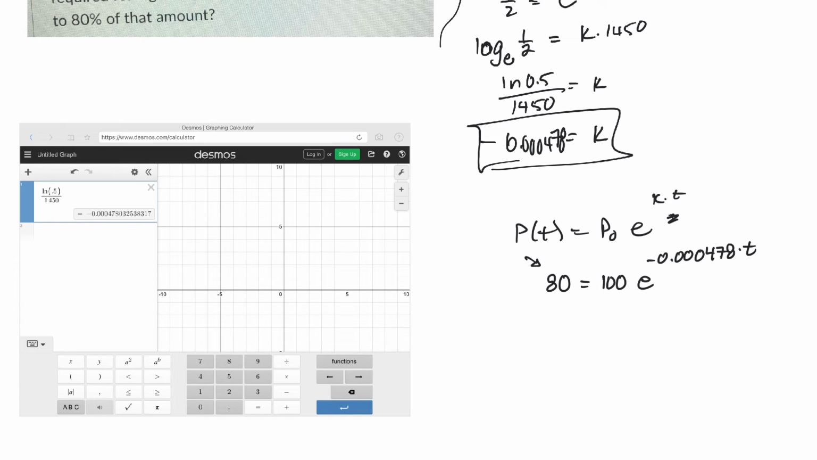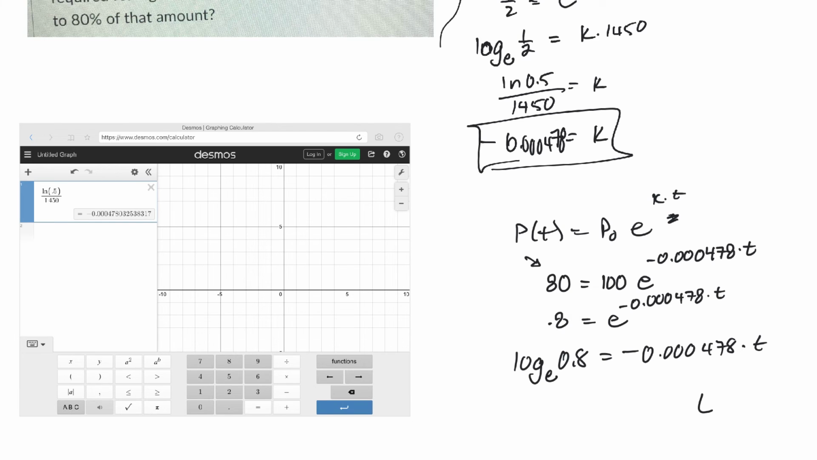Okay, same thing, divide both sides by 100, so I get 0.8 is equal to e to the negative 0.000478 times t. Change to log form, so log base e of 0.8 is equal to negative 0.000478 times t. Divide both sides by that, so you get the ln of 0.8 divided by negative 0.000478.